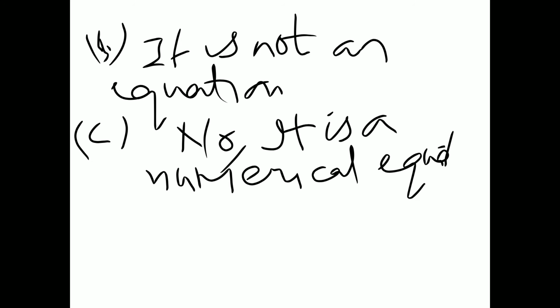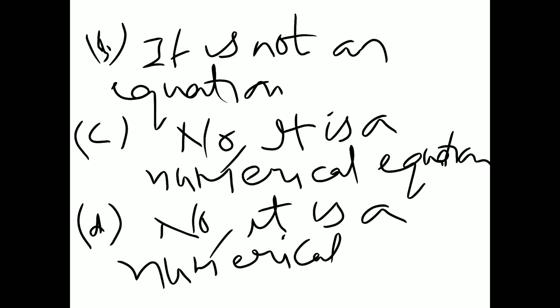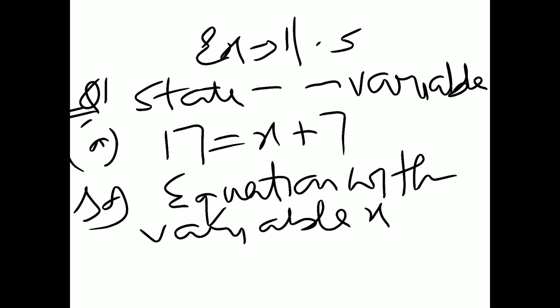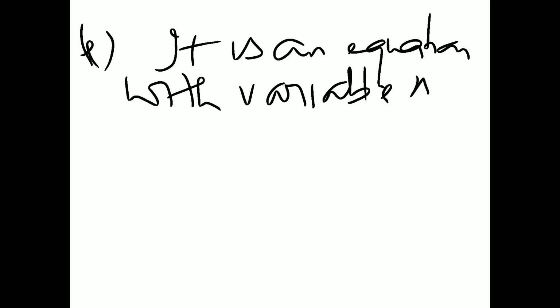Clear? Now in D part also you write the same answer. No, it is a numerical equation, because there are only numbers present and the equal to sign is also there. So that's why we say it is not an equation with variables. Now we do E part. There is an equation, yes, with variable x. So you write: E part is an equation with variable x.